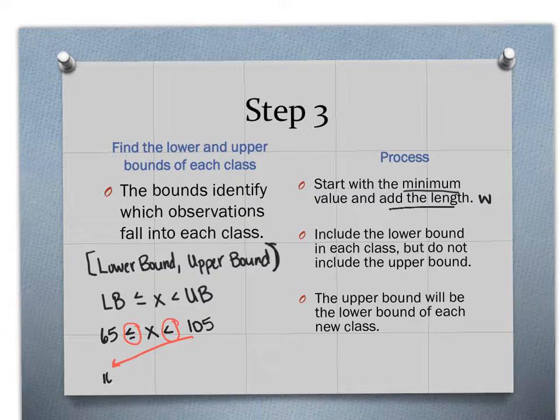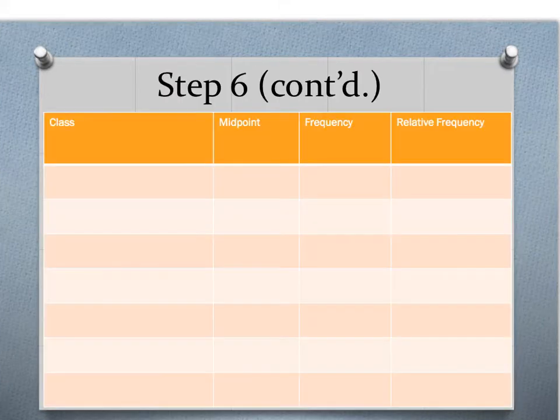So we go 105 less than or equal to x, and we're going to add the width again, which was 40, and we get 145. So let's go and fill out the frequency table with these values for the class lower bound and upper bounds. So notice here you have 1, 2, 3, 4, 5, 6, 7 rows, one for each class.